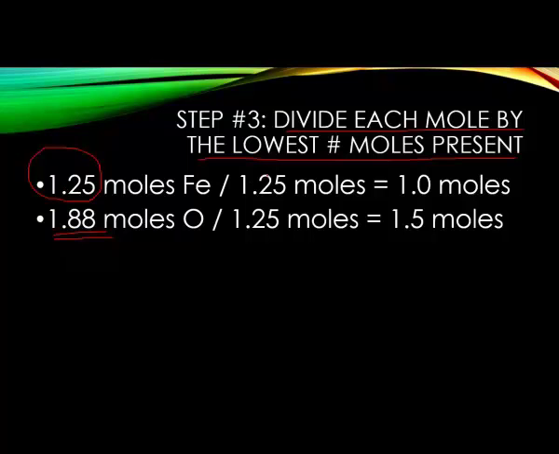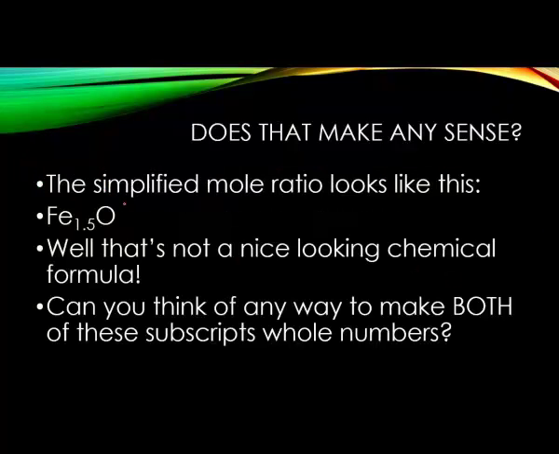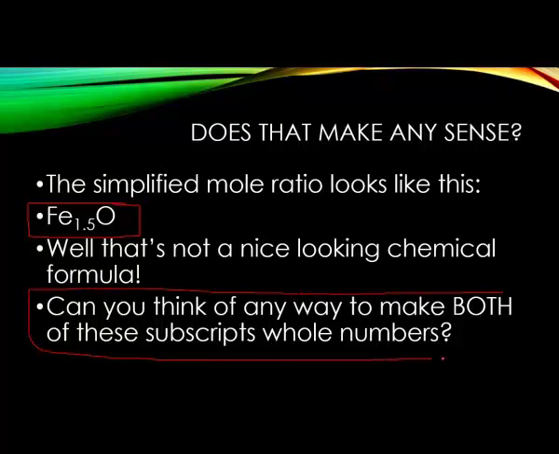So 1.25 divided by 1.25, that's easy. It's 1. 1.88 divided by 1.25 gives you 1.5. So here's our new adjusted mole ratio. Now, does that make any more sense to you? Well, we still wouldn't write the formula like this, would we? Iron 1, oxygen 1.5? Yeah, it still doesn't look very nice. So sometimes what we have to do is manipulate the ratio so that we get perfect whole numbers. So here's my question. Can you think of any way to make both of these subscripts whole numbers?